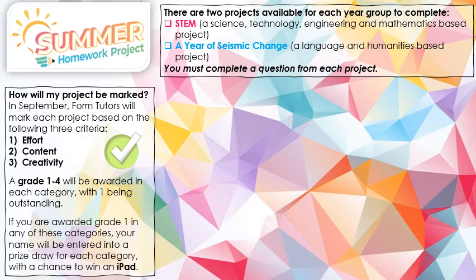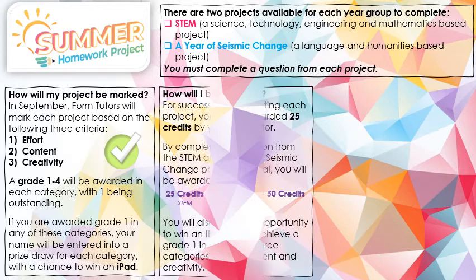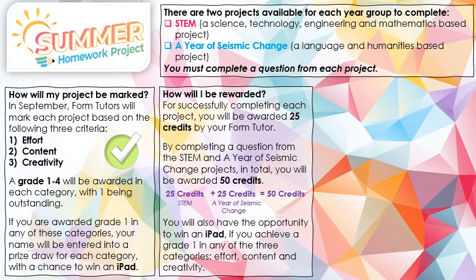For every grade 1 you achieve, your name will be entered into a prize draw. There's a separate prize draw for each category: effort, content and creativity. And if you get a grade 1 in all 3, you will have the chance to enter a 4th prize draw. So to the best bit then, how will you be rewarded?